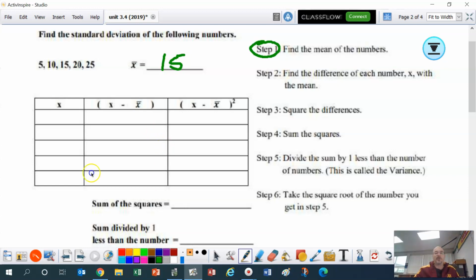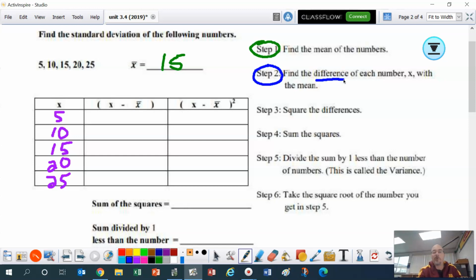So what I'm going to do next, I'm going to go ahead and put these numbers down this column right here where it says X, because those are the numbers we're using. Now I'm going to go to step number 2. Step number 2 says find the difference of each number with the mean.